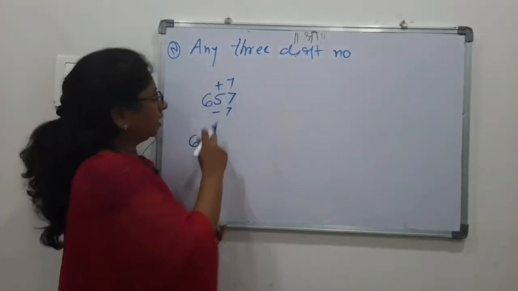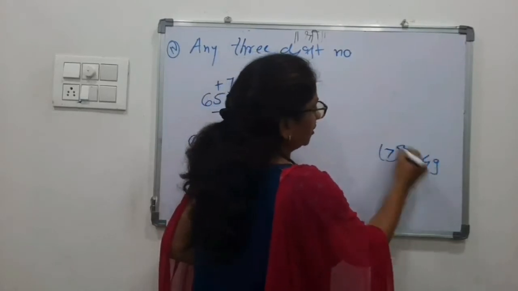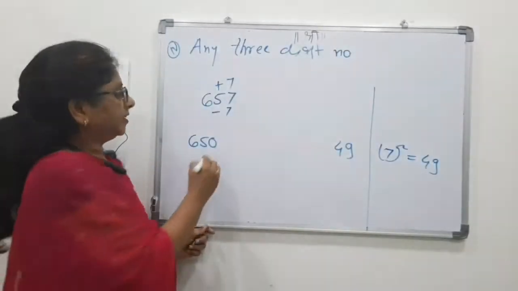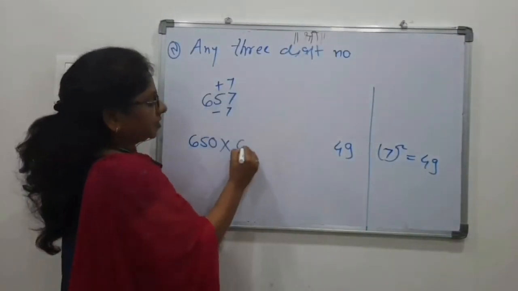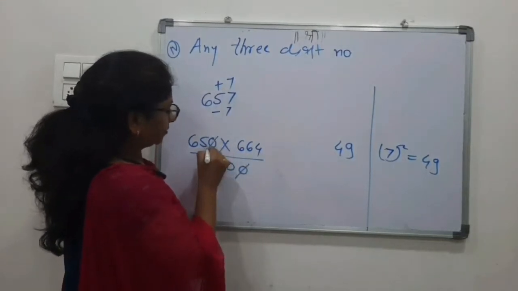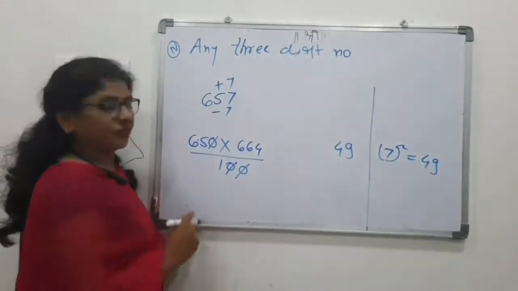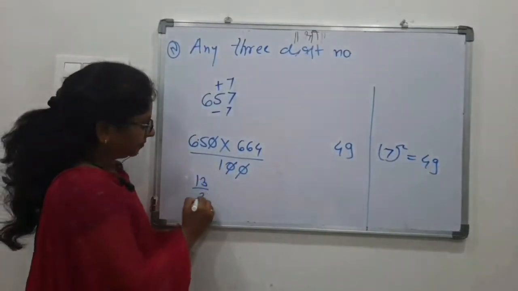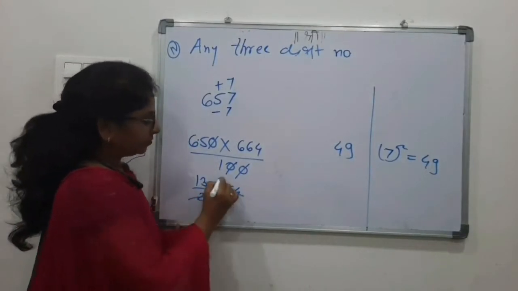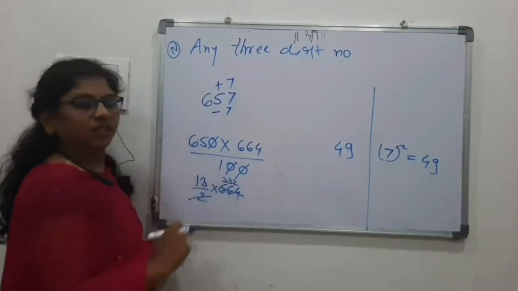Easy. Okay. Now 7 square is 49. So 49, two digits we will take here. Okay. And come here, then add 664. Divide by 100 again. What we get? Multiply and take dot. Okay. Now 6.5 we can write as 13 by 2 into 664. So divide by 2. 3, 3, 2. Now multiply by this 13 to this 332.